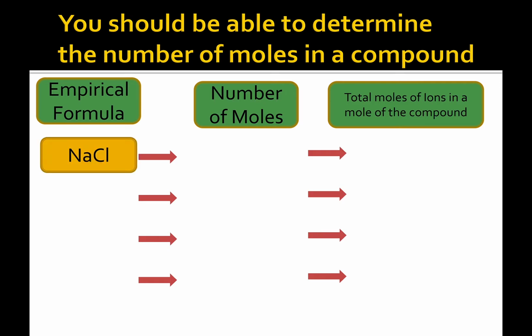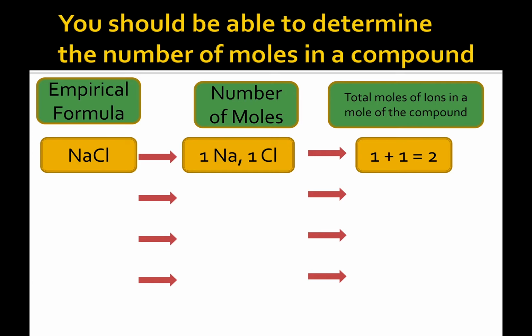Okay, so identifying number of moles in a formula. NaCl is an ionic compound. There are 2 moles of ions that make up that compound. When it separates, we have a sodium ion, we have a chlorine ion. We'd have 1 mole of each. Total moles that would be in a compound of sodium chloride would be 2. We'll run through a couple examples here.